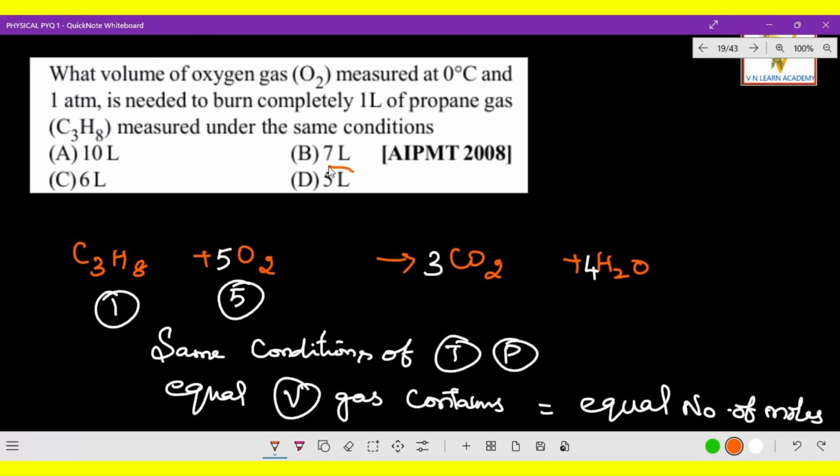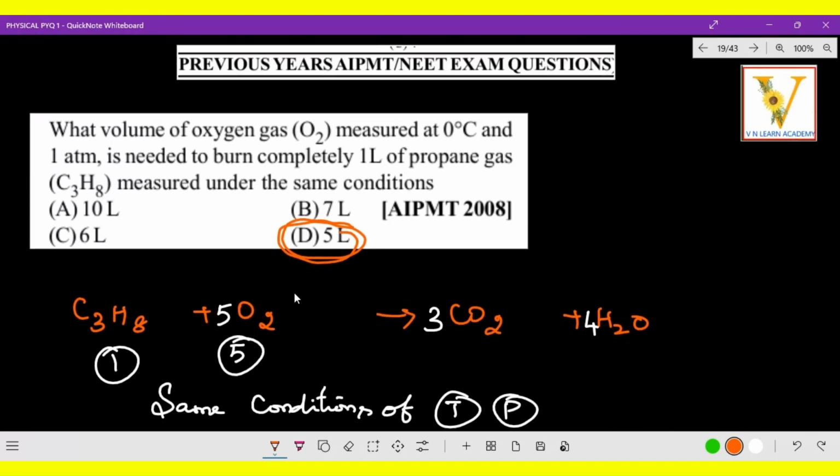I hope you got the clarity. Option D is the correct option. Come on, let us go to the next question. See, in some questions you need not break your head. It is very simple. Logical way of thinking, presence of mind. Read the question carefully. You are getting the answer on the way. Come on, let's go to the next question.